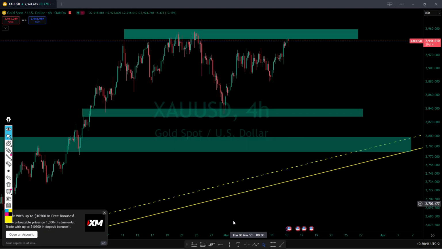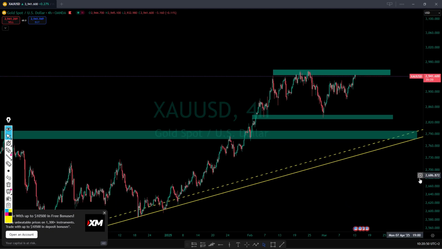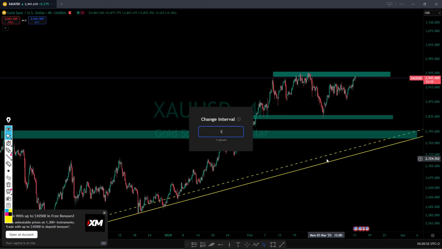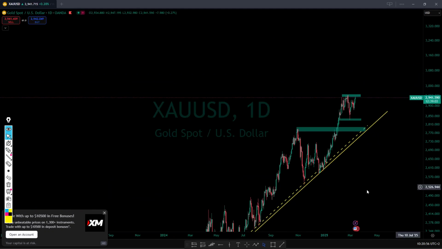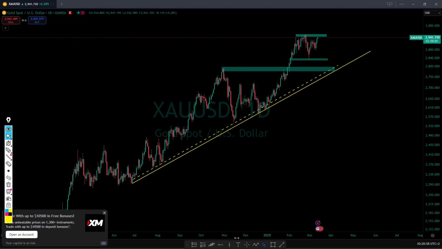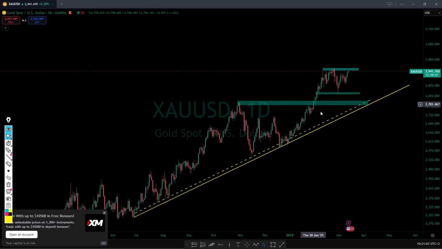So tariffs are not making it easy for everyone, by the way. So now we are here on gold. Gold seems to be struggling, guys. Struggling to continue with the uptrend. Yes, we are already on this nice, stronger uptrend.